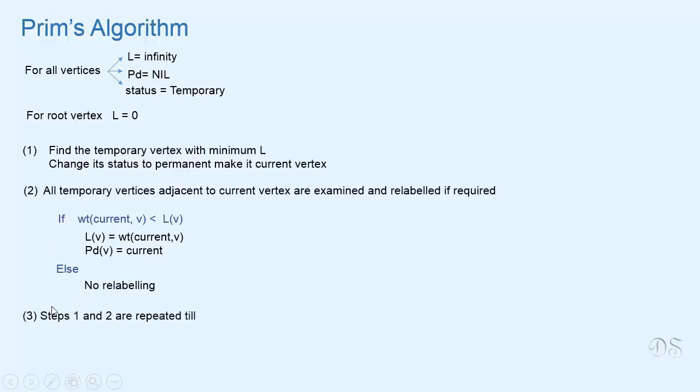Now these steps 1 and 2 are repeated till either there are no temporary vertices left or all the temporary vertices that are left have length equal to infinity. If the graph is connected, then all vertices of the graph will become permanent at the end of the algorithm. If the graph is not connected, then vertices which are not reachable from the root vertex will remain temporary with path length infinity. In this case, there is no spanning tree possible for the graph. Now in the next video, we'll understand the whole procedure with the help of an example.